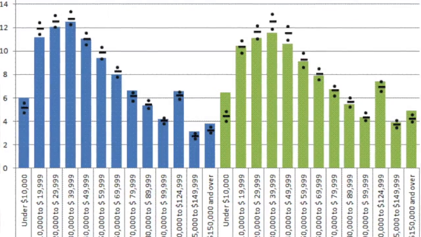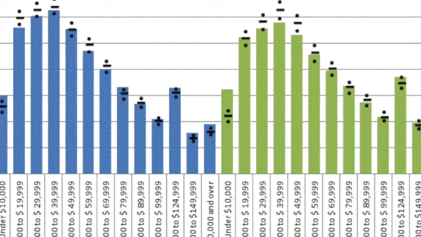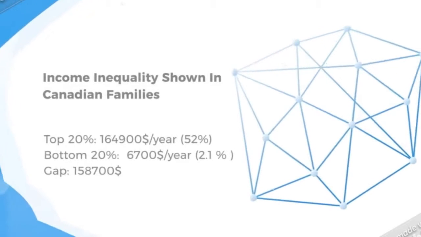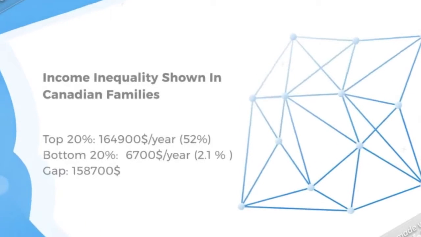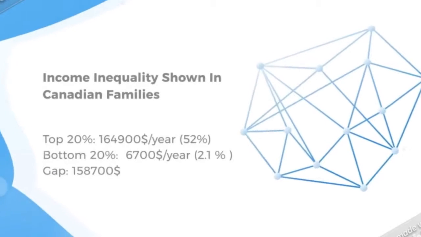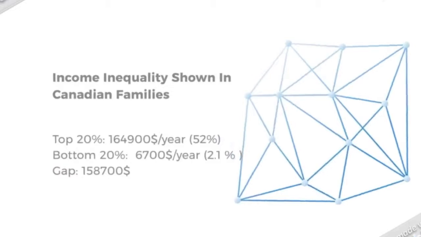If you rank the income of each Canadian family from high to low and divide it into 5 equal pieces, the average income for the bottom 20% of people is $6,700, which is 2.1% of the total Canadian market income. The average in the top 20% is $164,900, which is 52% of the total Canadian market income.